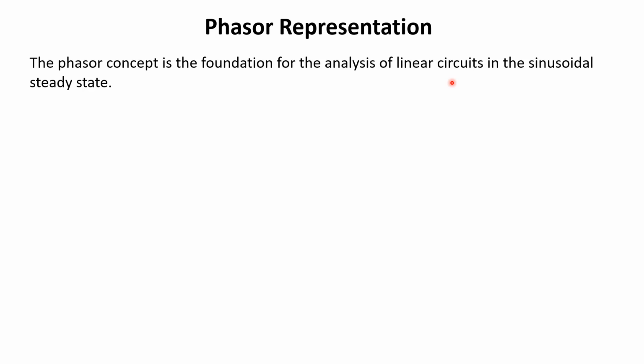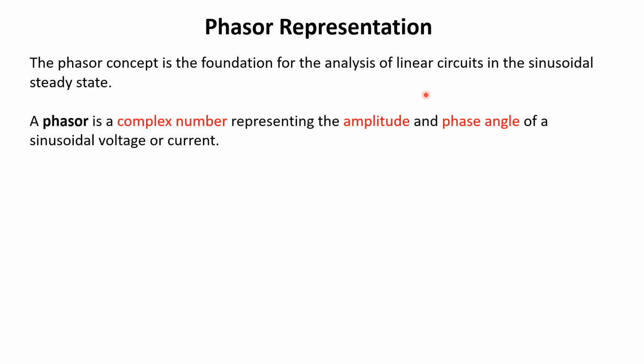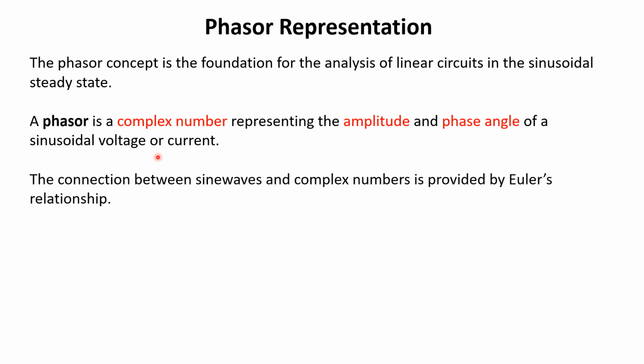In the previous chapter on first order circuits, which was chapter number 7, we found both the transient and steady state response. But in phasor analysis, we find only the sinusoidal steady state response. A phasor is a complex number representing the amplitude and phase angle of a sinusoidal voltage or current. The connection between a sine wave and a complex number is provided by Euler's representation.